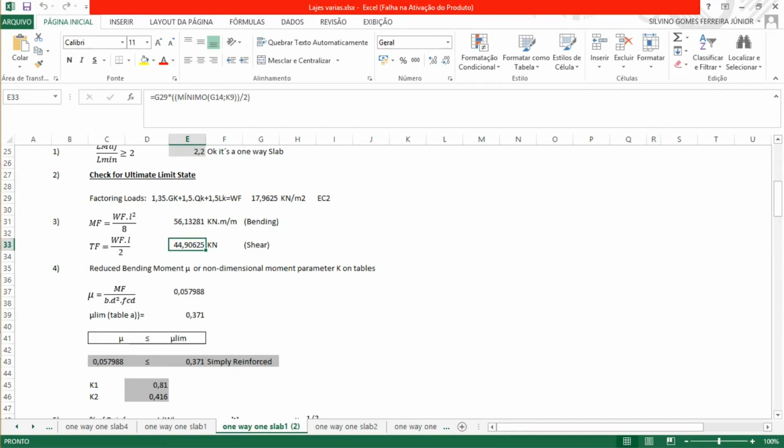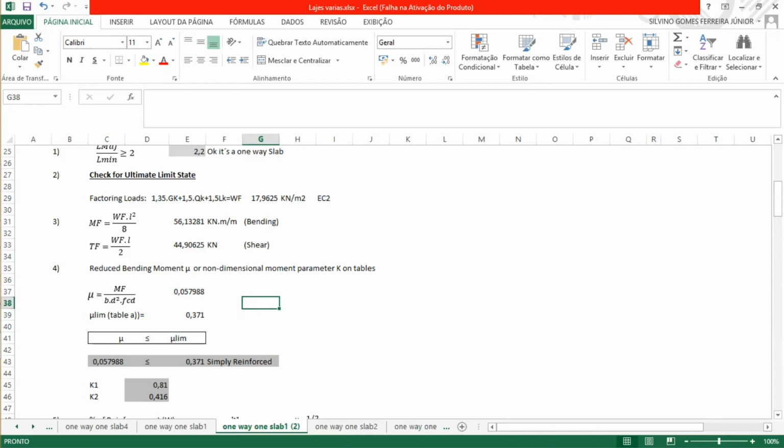We calculate the reduced bending moment, that in the Eurocode can be called a non-dimensional moment parameter. We can call it K. I call it mu. It can be K. So you're gonna see tables where it's called K instead of the mu that I use. This reduced bending moment is a non-dimensional parameter.